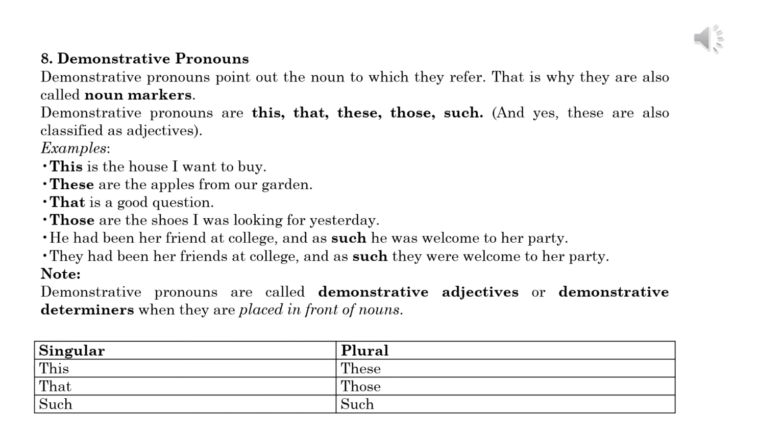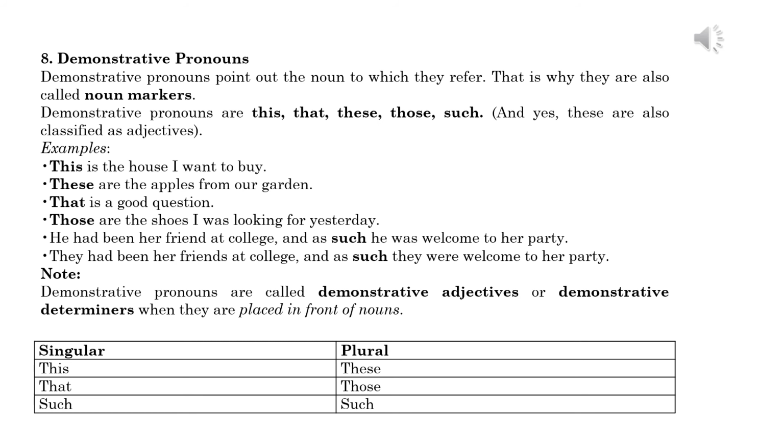Examples. This is the house I want to buy. These are the apples from our garden. That is a good question. Those are the shoes I was looking for yesterday. He had been her friend at college, and as such, he was welcome to her party. They had been her friends at college, and as such, they were welcome to her party.